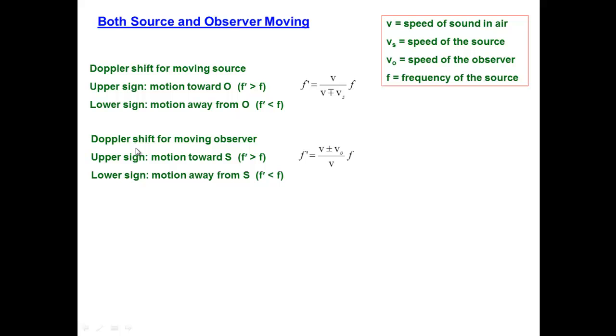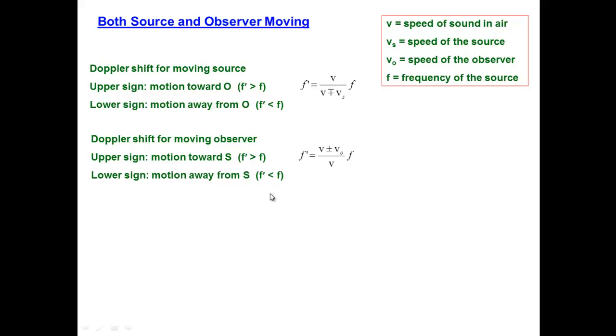But now we've also got the moving observer. So what if the source is stationary and the observer is moving? Here is the combined equation that includes the case both for motion of the observer toward the source, that would be the upper sign right here, and for motion of the observer away from the source, which is the lower sign, the minus sign. Okay, now we've got two equations, but can we do better? Can we combine these into one?